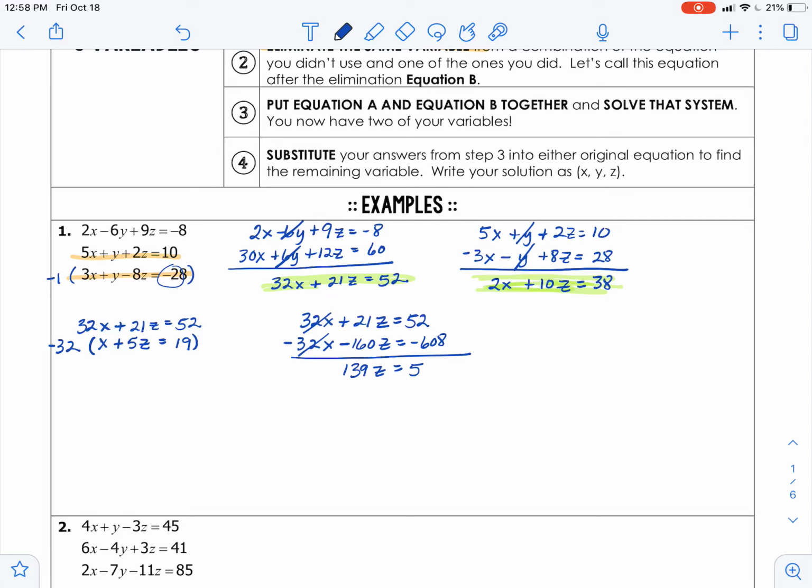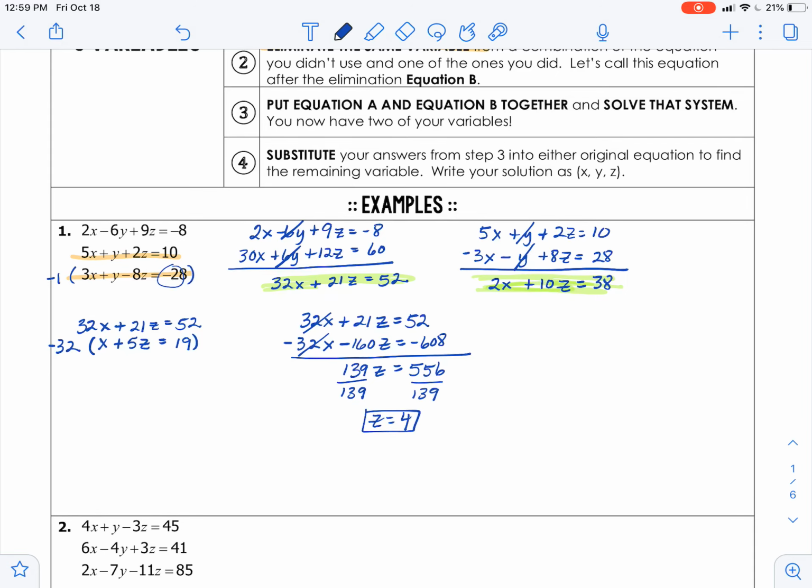I have 556, and the thing that's nice about these is typically they make them come out fairly good answers. Now, when you get to doing your applications, especially if you're talking money or something like that, it could go out to a couple of decimal places. So 556 divided by 139, I'm hoping I did this right and it comes out even. I get z is 4. Okay? So that's my first answer.